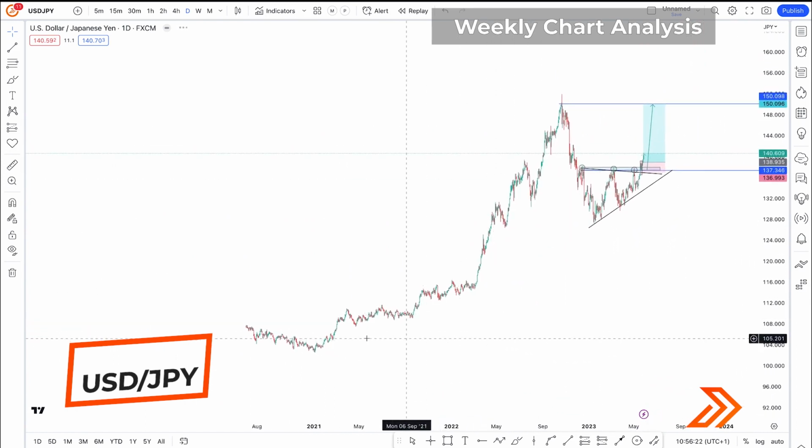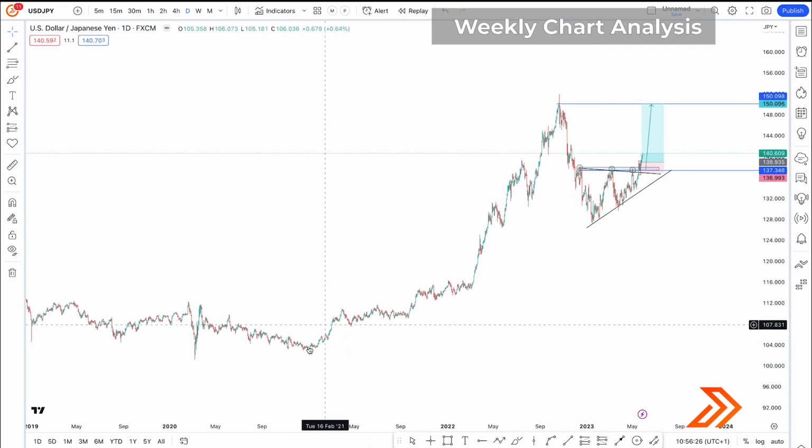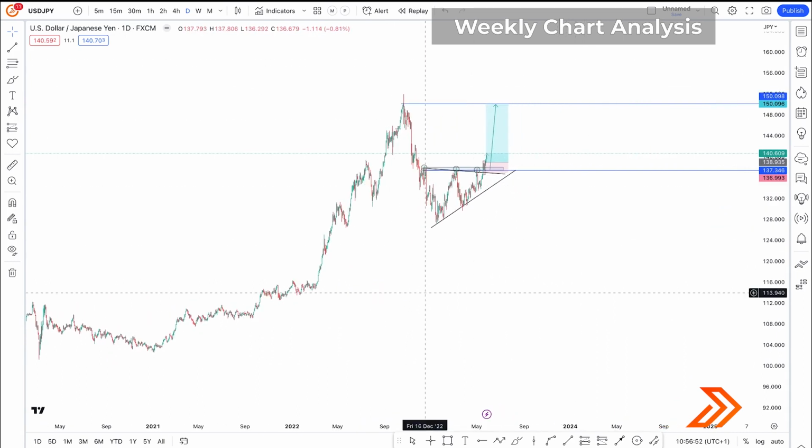USD JPY has been on a bullish trend. This is the low that was created here, and then a higher low, and a higher high. We had a higher low here, a high that is higher than this previous high, and a higher low here. Higher high, higher low, higher high, higher low, and then we had a higher low here. This was a very impulsive drop.